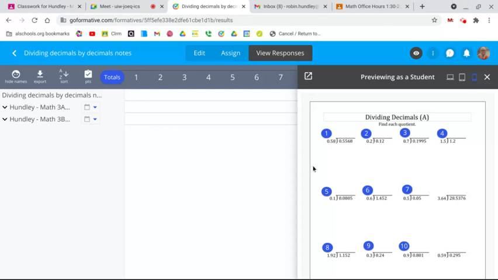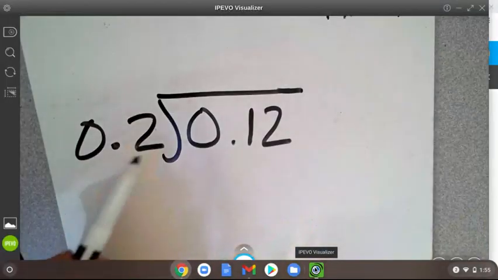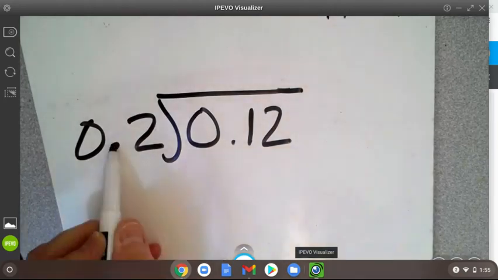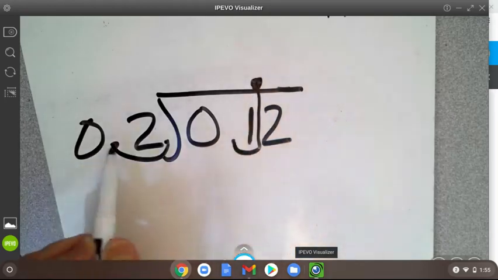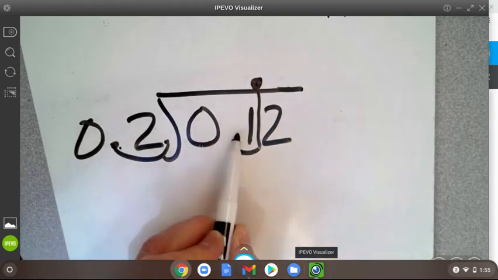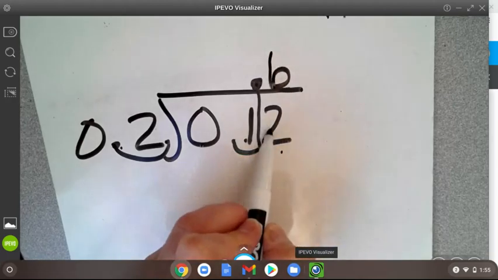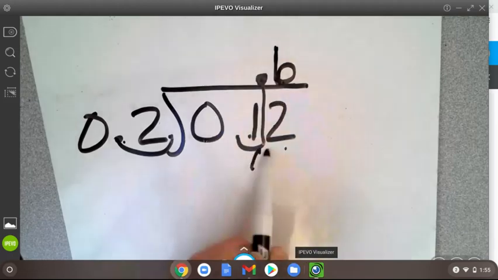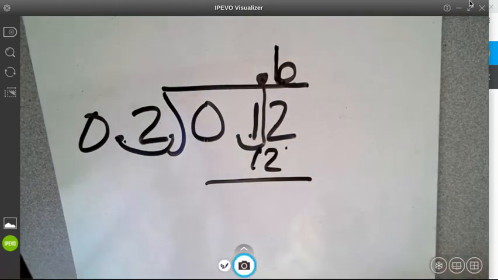Let me go back to my screen down here. I have to go outside, inside, raise it to the roof. Outside one place, inside one place, raise it to the roof. 2 can't go into 0, can't go into 1. 2 goes into 12 6 times, and I write that 6 above the 12. And I'm totally done. My answer is 0.6. Right? Seemed easy compared to the first one.